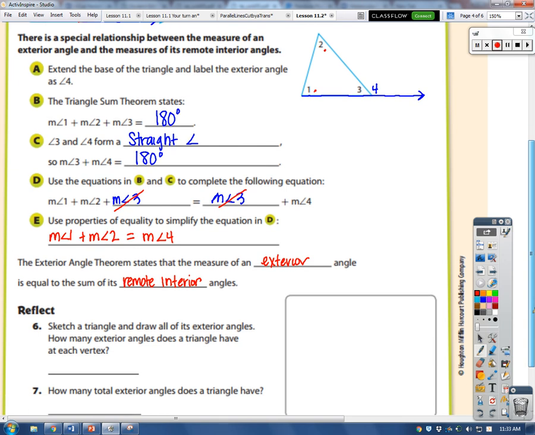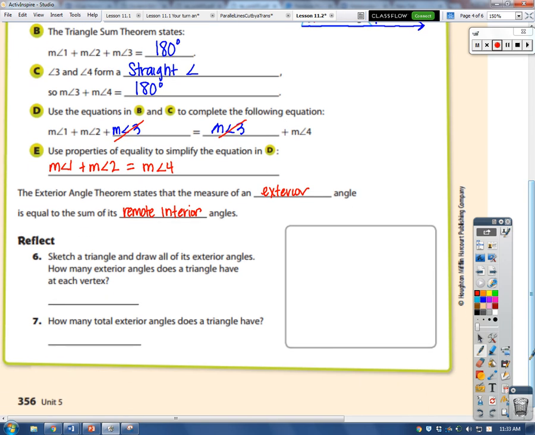So we're going to reflect. Sketch a triangle and draw all of its exterior angles. How many exterior angles does a triangle have at each vertex? Well, let's sketch a triangle. So here's my triangle, and then I create exterior angles by extending. This would be one side and an extension of the adjacent, so that would be 1. This one includes one side and an extension of the adjacent, so that would be 2.